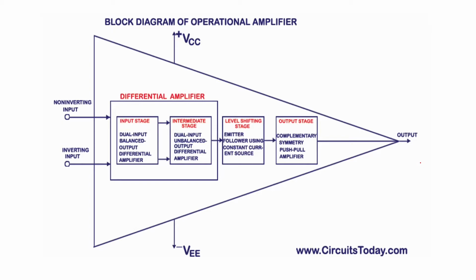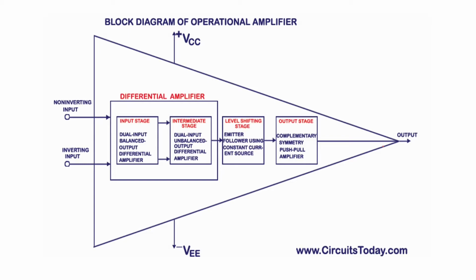If you look at that symbol in detail, after the inputs, that is the non-inverting input and inverting input, you can see inside there are four stages. The first stage is called the input stage, which is a dual input balanced output differential amplifier. The second stage is called the intermediate stage. The third is called the level shifting stage. And the fourth is called the output stage.